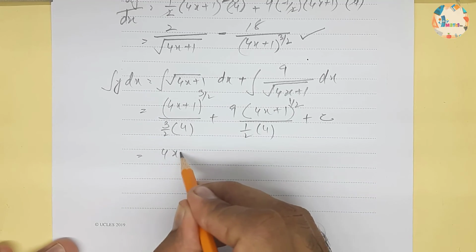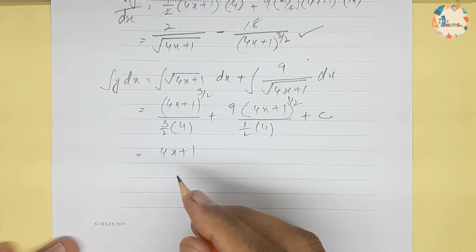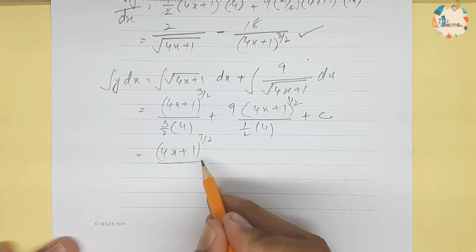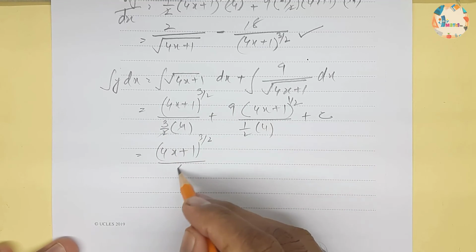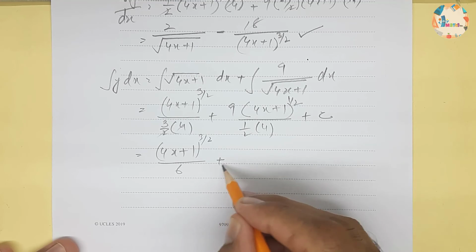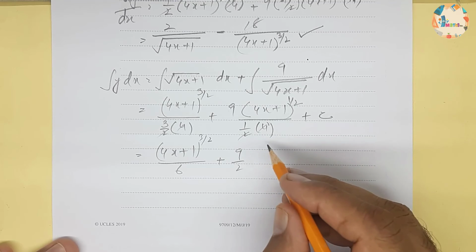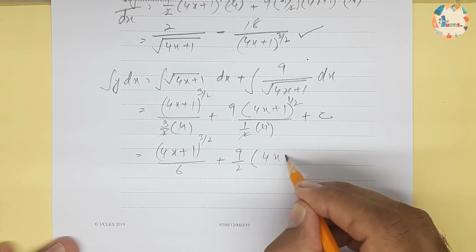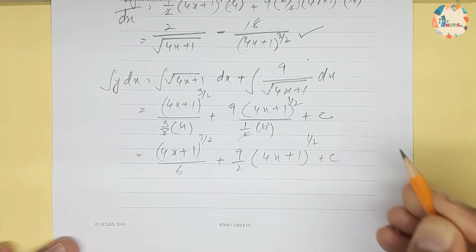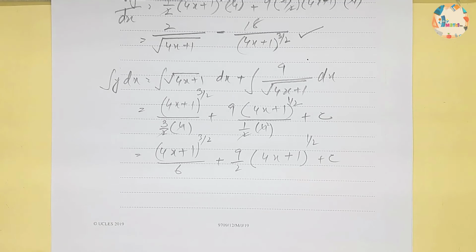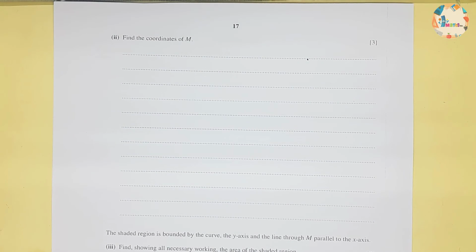This will be 4x plus 1 raised to the power 3 by 2, and divided by, 2 2s are 4 and 2 3s are 6, over 6, and plus this will be 9, 2 2s are 4, so 9 by 2 of this will be 4x plus 1 raised to 1 by 2 plus c. This will be our answer for this integral part. Derivative and integral we were supposed to find, which we have done. Now the next part, second part, find the coordinates of M.